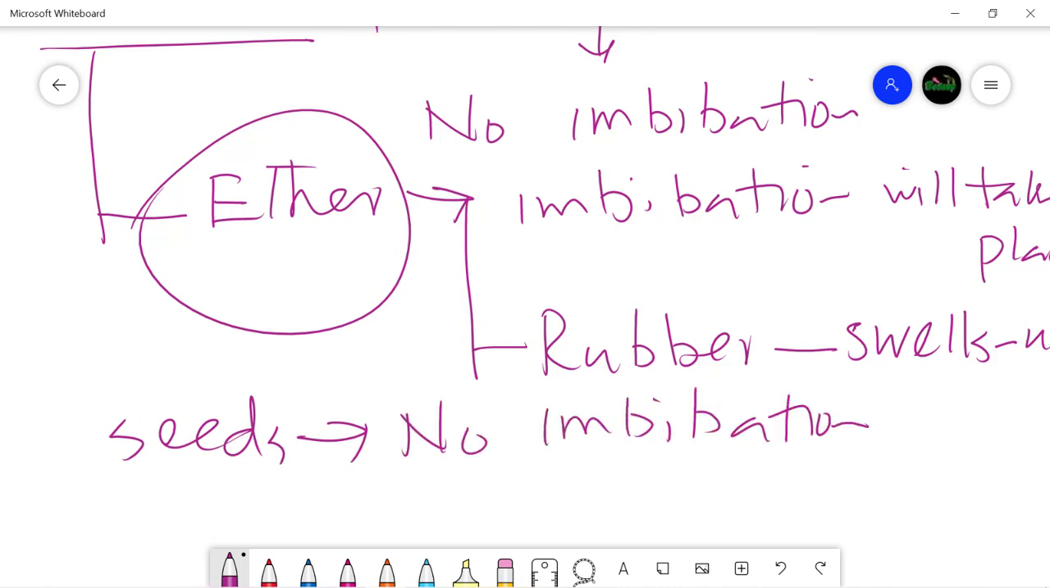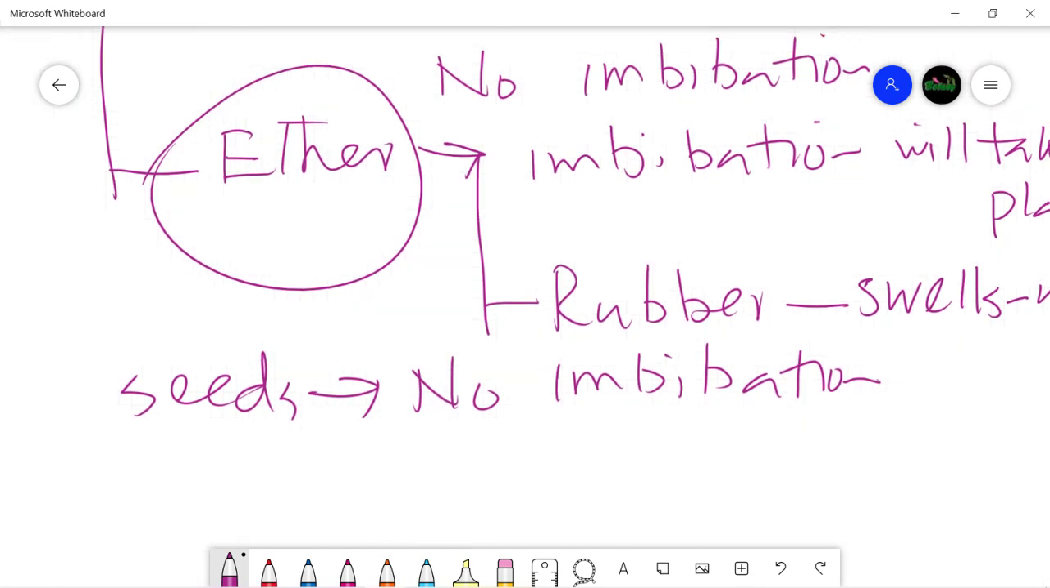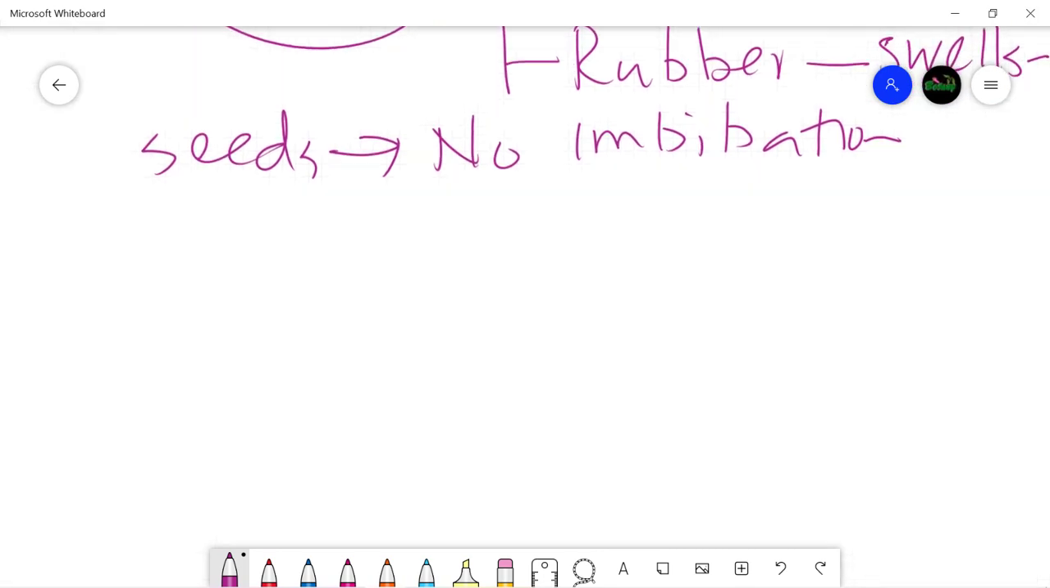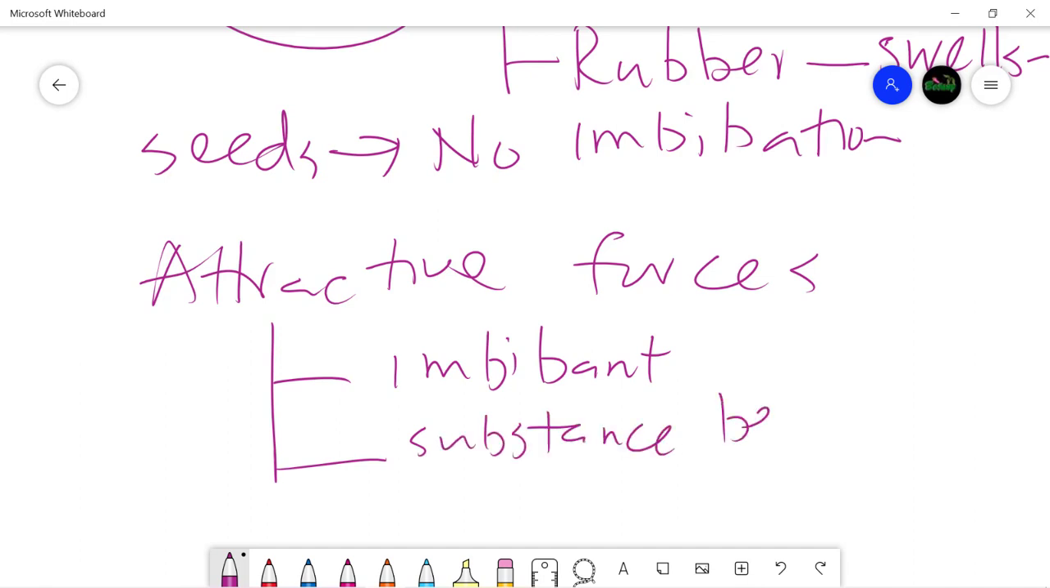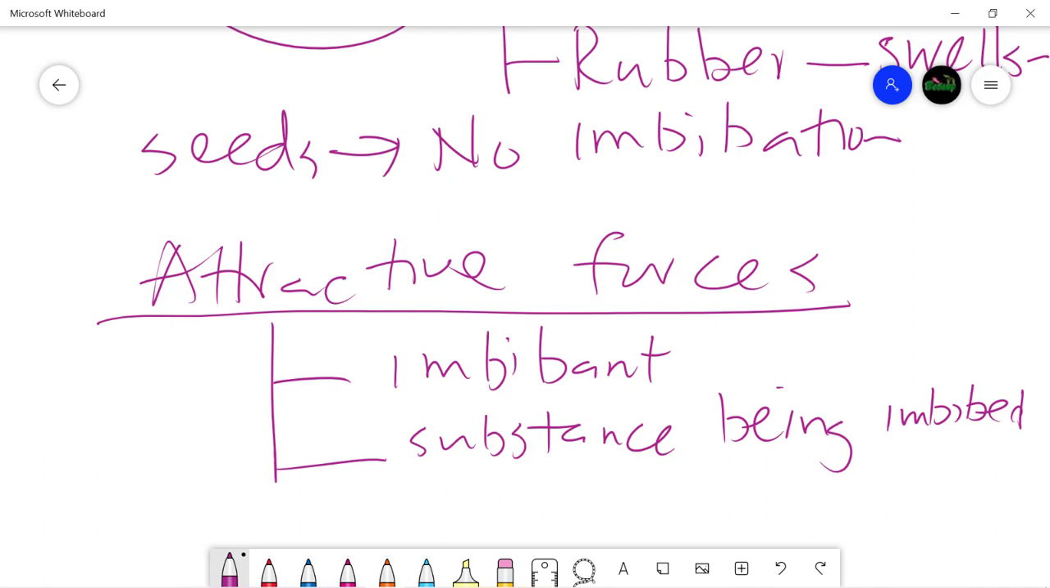So these two conditions are very important as far as the process of imbibation is concerned. For imbibation to take place, a water potential gradient and affinity between the imbibant and the substance being imbibed must exist. Why rubber does not imbibe water, or why seeds do not imbibe ether, is related to the attractive forces between the imbibant and the substance being imbibed. These attractive forces play a very important role in the process of imbibation.